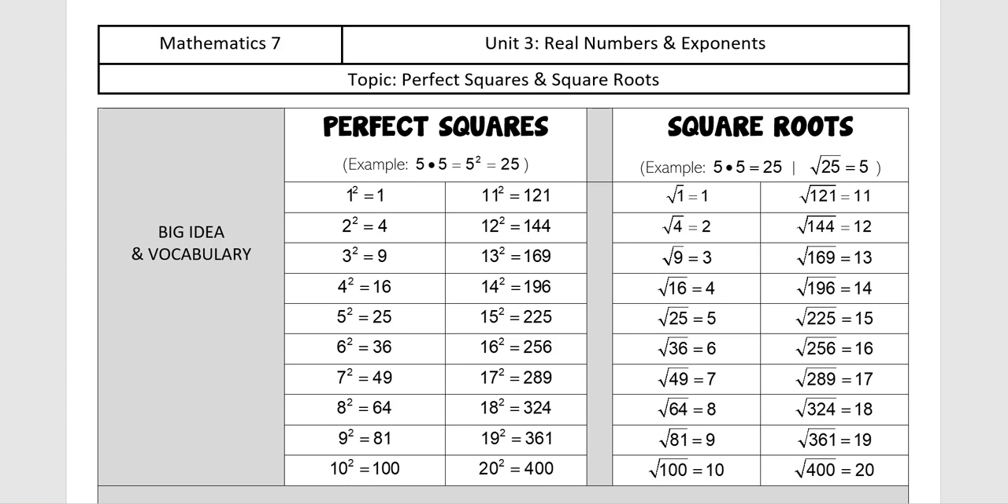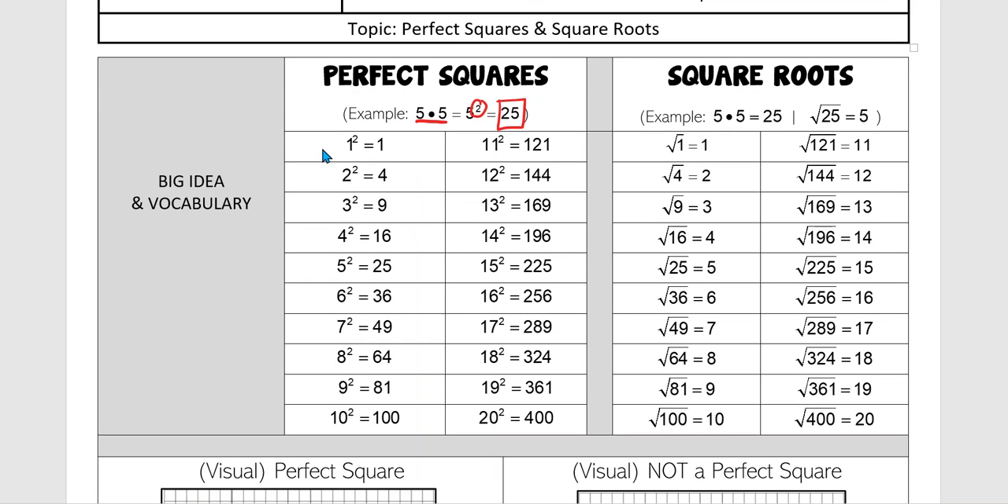In this video, we're going to take a look at perfect squares and square roots. Perfect squares are numbers that we get when we multiply a number by itself. So for example, 5 times 5 equals 5 squared, that's that little exponent here, which is 25. So 25 is a perfect square. And you can see that we have them listed all here, all the way 1 squared up through 20 squared.